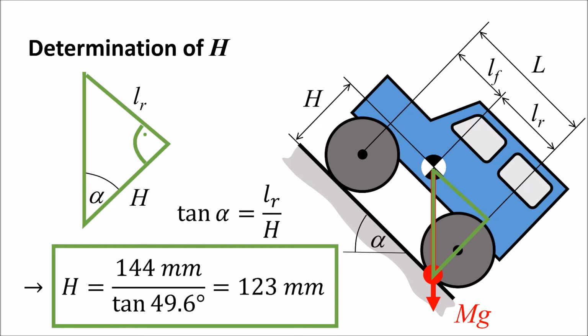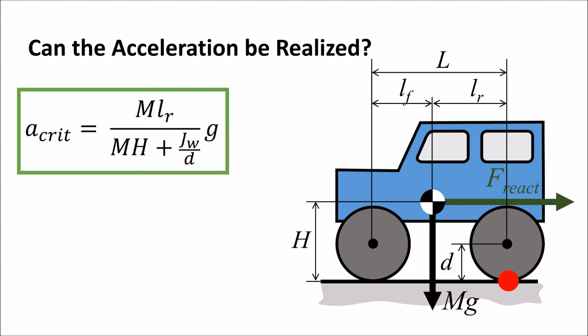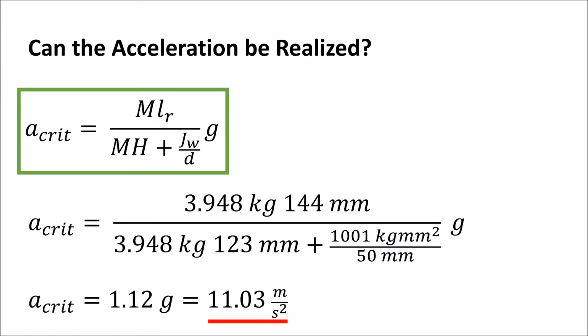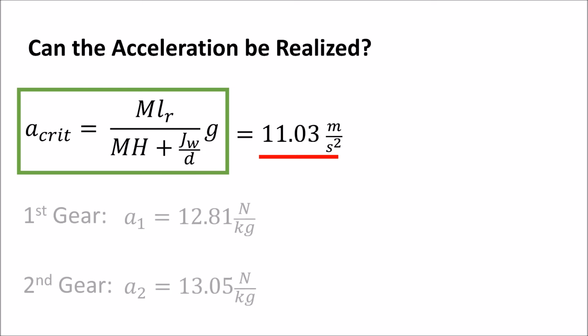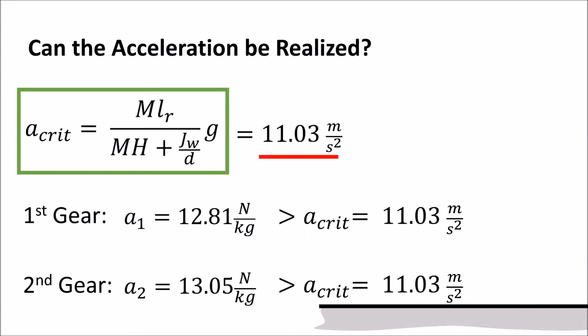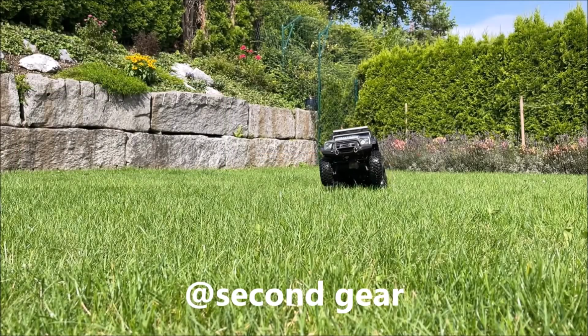In the following, we calculated the critical acceleration that would lead to a backward tilting. The acceleration computed before for the first and second gear are indeed a little bit higher than this critical acceleration. This leads to a backflip, also known as a wheelie effect.